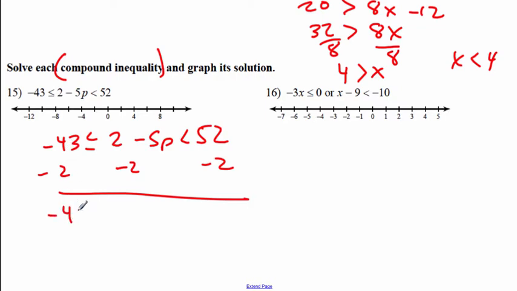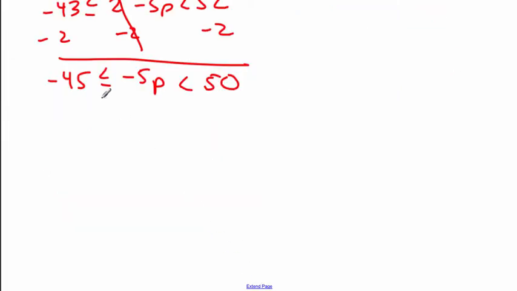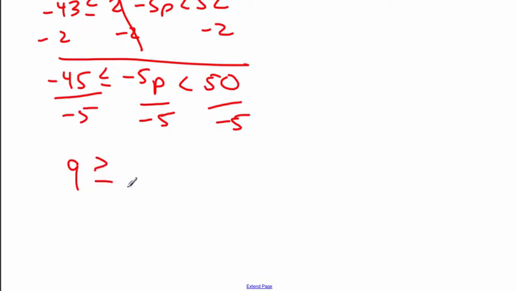That's going to give me negative 45 is less than or equal to, those 2's could cancel, negative 5p, and we get 50. So now I divide by negative 5. Here's where we get a little bit tricky. Dividing by negative 5, everything, we're staying balanced. We're going to get positive 9. We divide by a negative, so that sign has to switch. Remember that? That's got to switch because we divided by a negative.